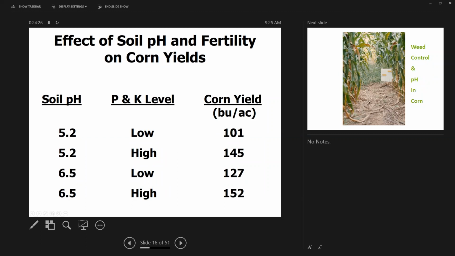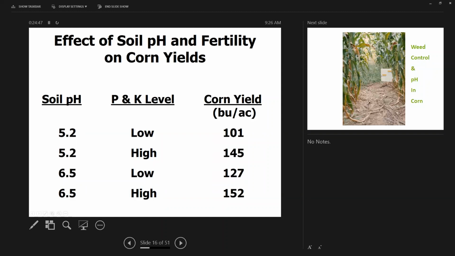So low pH at a low P and K level, 100 bushels of corn. Now they added and maintained it at a high level. Well, we bumped that up to 145. So roughly a 45 bushel gain by adding a lot of fertilizer at a low pH.